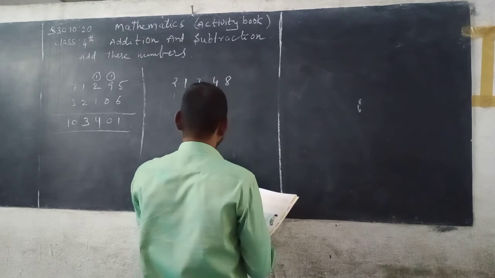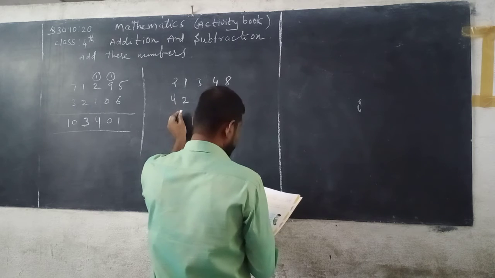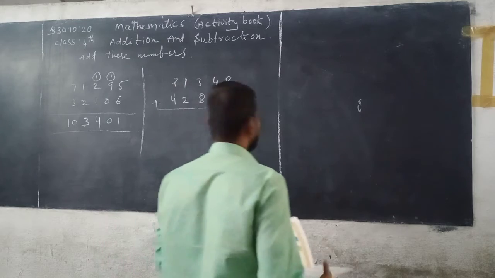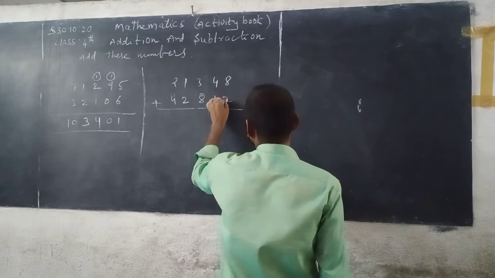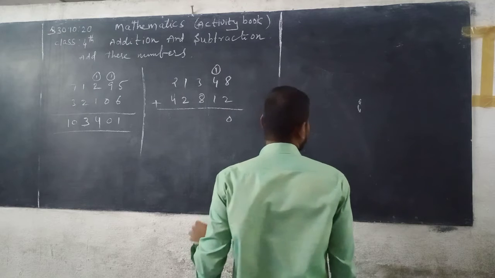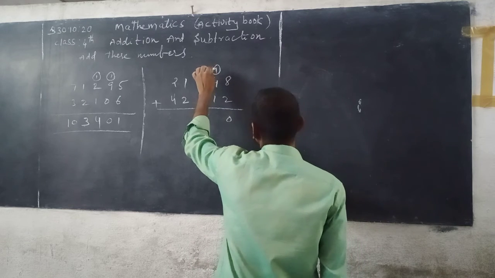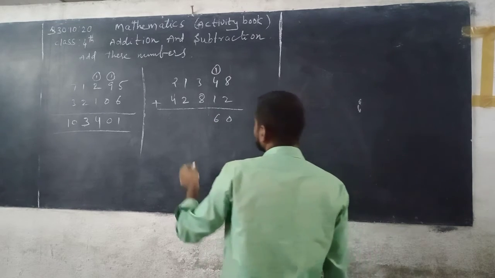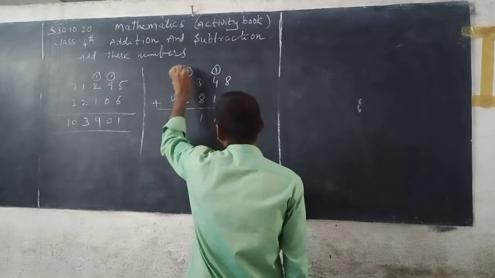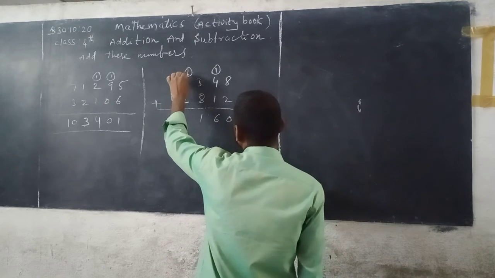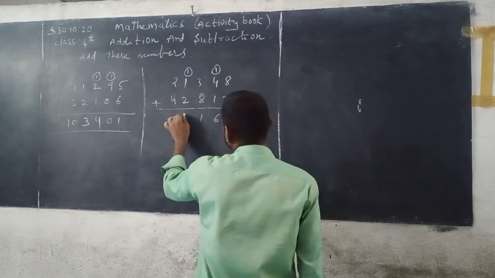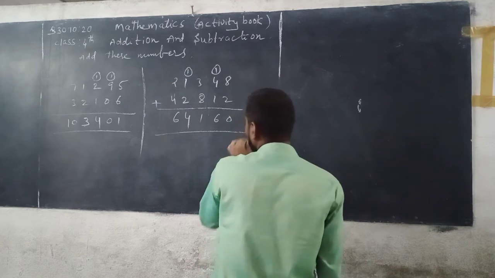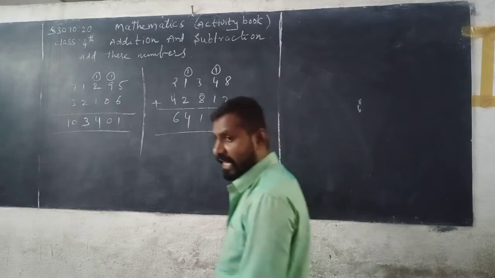Next, 21,348 plus 42,812. First add the digits in the ones place, that is 8 plus 2, 10, 0 taking 1 carrying. Next add the digits in the tens place along with the carrying 1 plus 4, 5, 5 plus 1, 6. Next add the digits in the hundreds place, that is 3 plus 8, 11, 1 taking 1 carrying to the thousands place. Next we add the digits in the thousands place, that is 1 plus 1, 2, 2 plus 2, 4. Next add the digits in the 10,000 place, that is 2 plus 4, you get 6, write down. Now the sum is equal to 64,160.